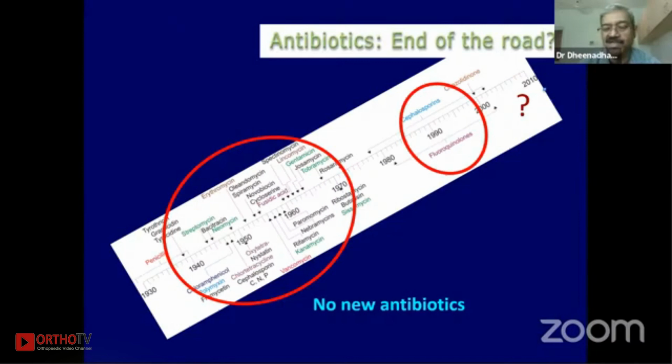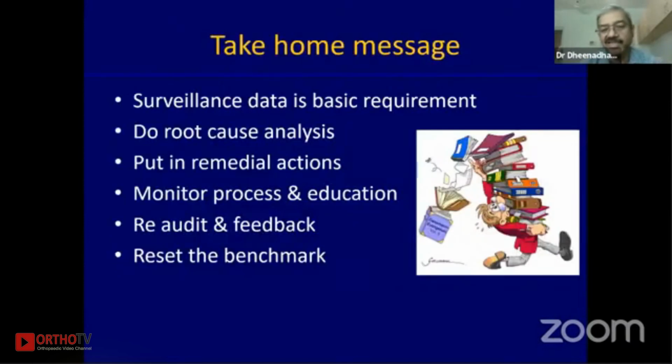And of course, it will only work when you do surveillance and monitoring. So in short, surveillance data is the basic requirement, from which you can do all these root analyses and take remedial actions, and monitor all the processes and educate everybody, continuously re-audit, get feedback, and get the benchmark. Whatever benchmark you set, you must achieve it, and then set a lower benchmark and try to achieve that. Then only you will get going.